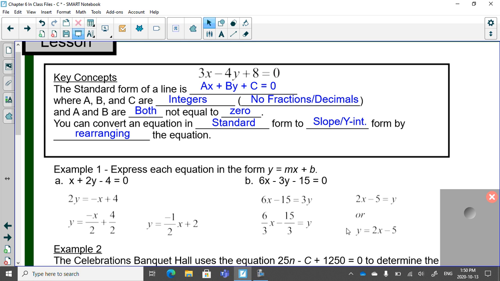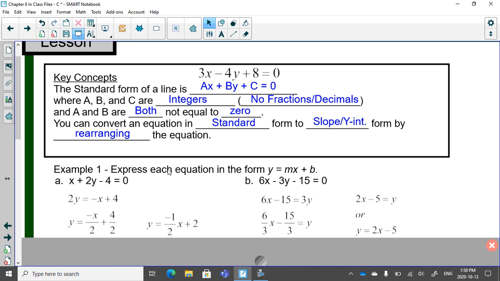Now this is in slope y-intercept form. The only thing I know about this right here is it's linear, but I don't know the slope and I don't know the y-intercept. But when I move the y over, I divide by 3 and I get it in this form, my slope is now 2, or 2 over 1. Rise is 2, run is 1. My y-intercept is negative 5. So I can start down at negative 5, go up 2 and over 1, put a point, up 2 over 1, put a point, I can graph this thing. I know a lot more about it. Okay, let's keep moving.